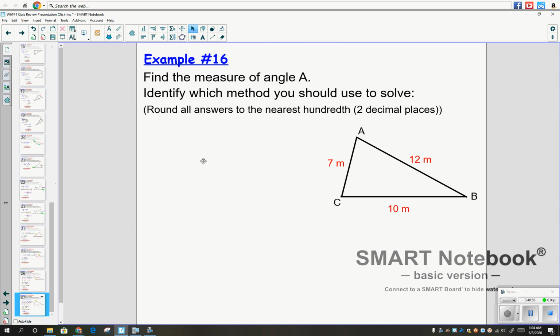Example number 16, our last example of the day. I want to find the measure of angle A. Is it a right triangle? No. Do I have an opposite pair? No. Therefore, law of cosines.